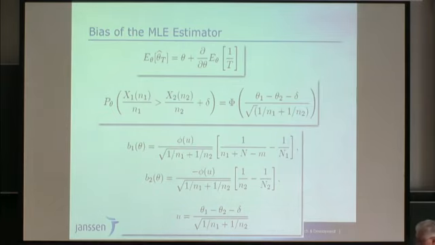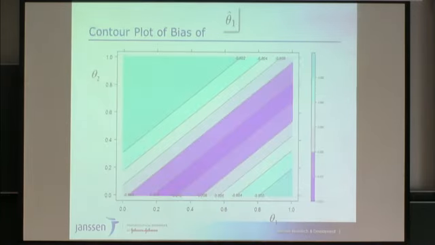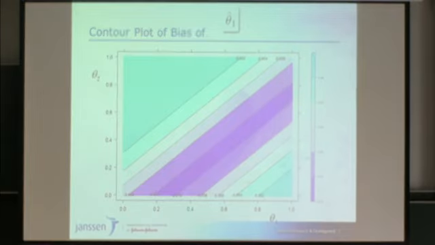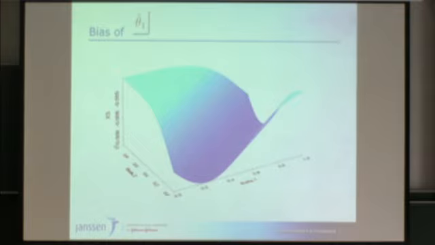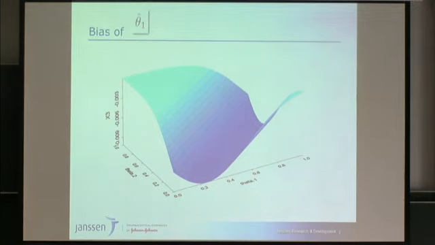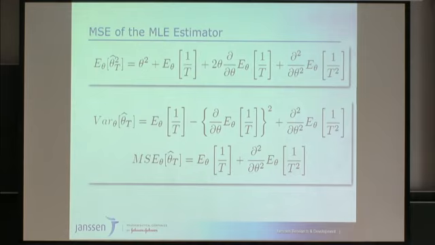So now I can plot the contour of the bias of theta 1, and here is a good contour between theta 1 and theta 2, how it looks. If you want to look in 3 dimensions, this is how it looks. So the bias of the naive maximum likelihood estimator goes from up to almost minus 0.01. Okay, so now can I do more than that?